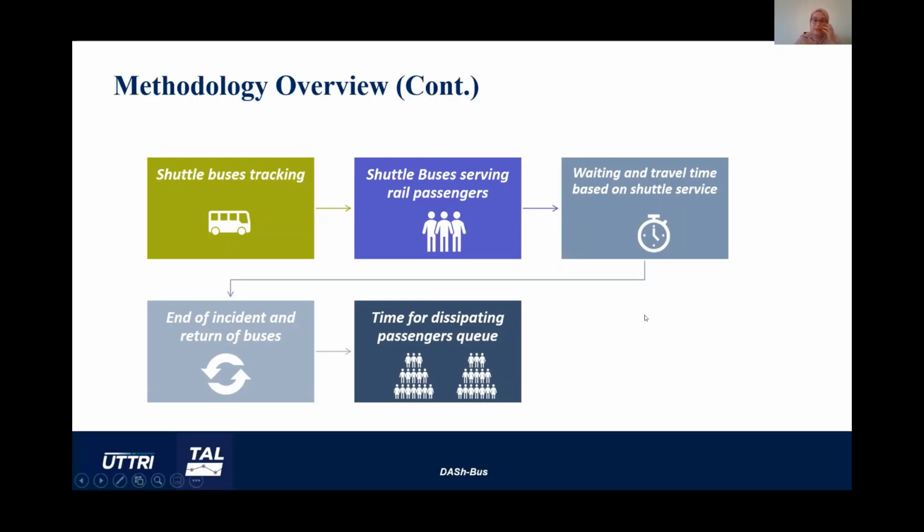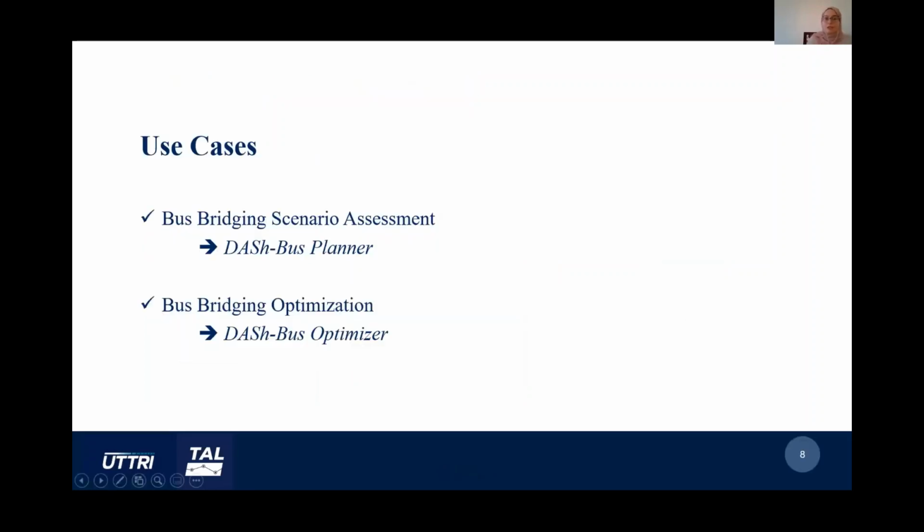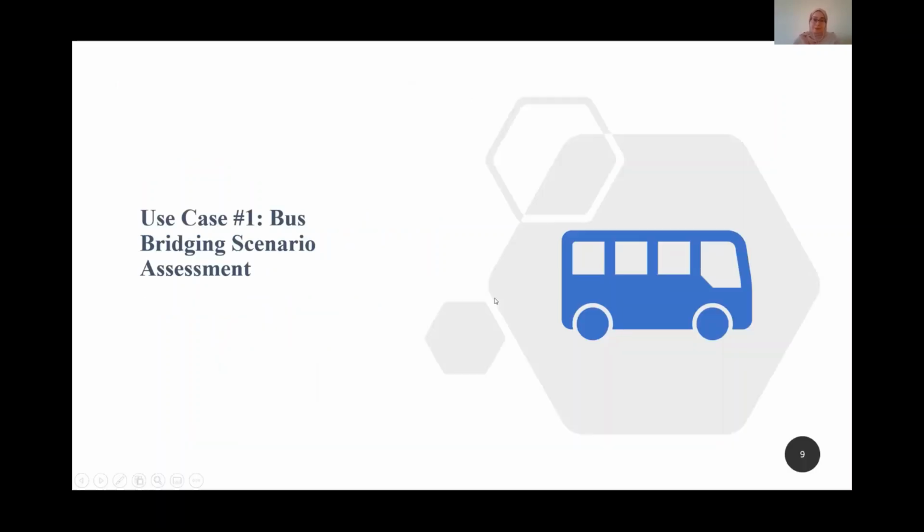And at the end of the incident, when buses go back, we also estimate the time needed for the queues to dissipate, as the capacity of buses is much smaller than the capacity of rails, and there's queue buildup. So to begin with the use cases, I will start with our Dash Bus Planner, which is a tool that helps in assessing different bus bridging scenarios.